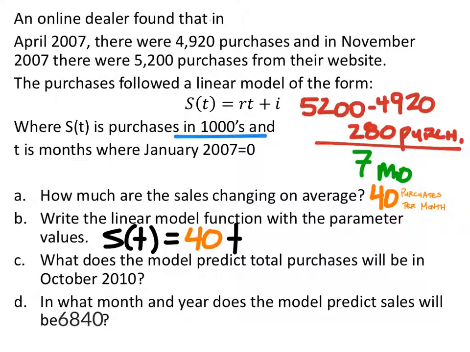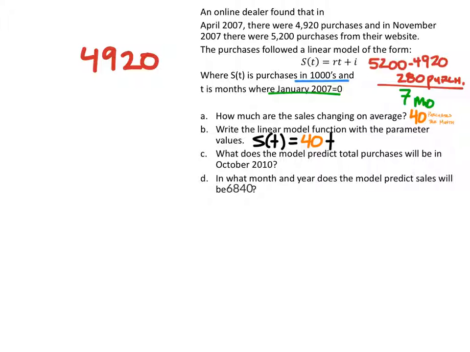But then we have to figure out how much they started with. Our starting value is in January of 2007, because that's where it's 0. So we're going to have to backtrack from April or November. It's not going to matter. We could use the formula for finding the y-intercept on this one, but again, we can just do this the old-fashioned way as well. So I'm going to take the 4,920 purchases from April, and to go back a month, I'm going to have to take off 40 purchases, because that's what's happening on average. That would give me 4,880 purchases.